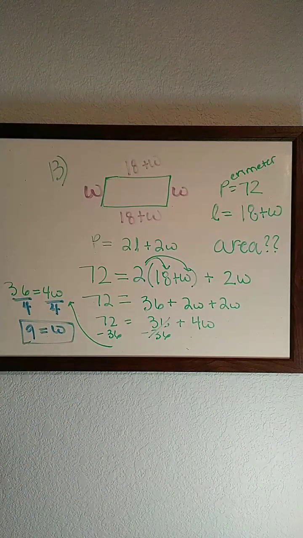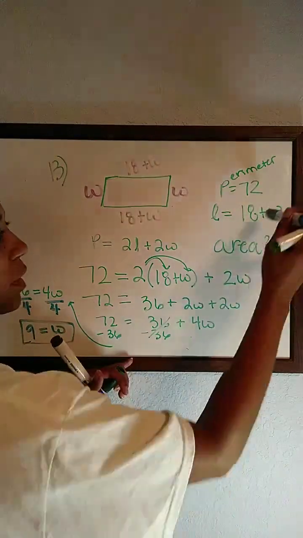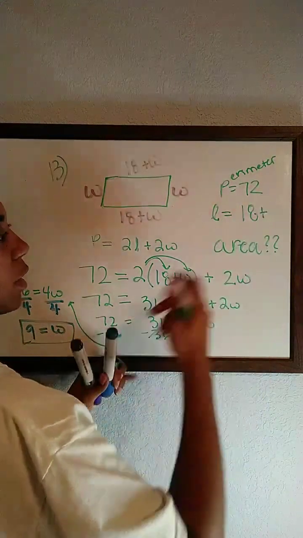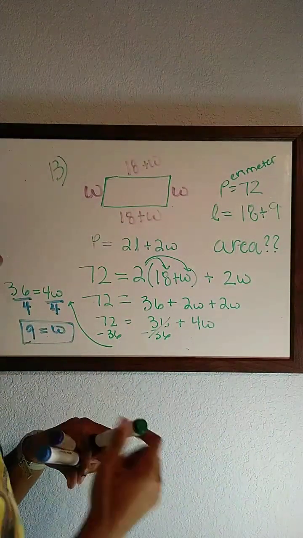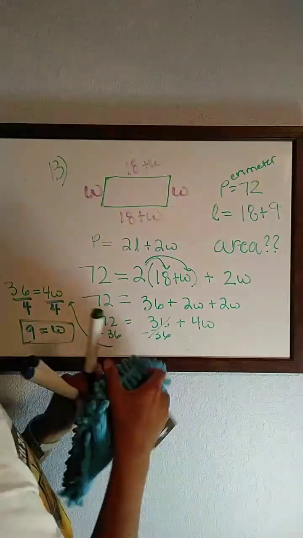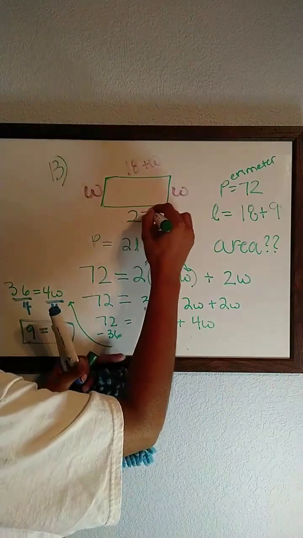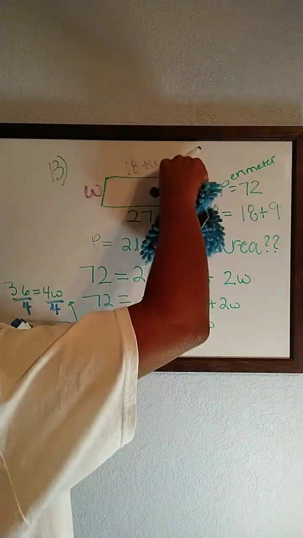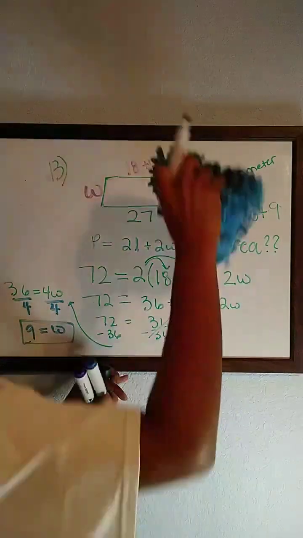To find out what is the length, you can plug in 18 plus 9 to get the length. Very good. So 18 plus 9. So instead of a W, now this is a 9. And what did I get? 18 plus 9 is 27. So now that I know my length is 27, my width is how much? 9. And did I answer the question yet?